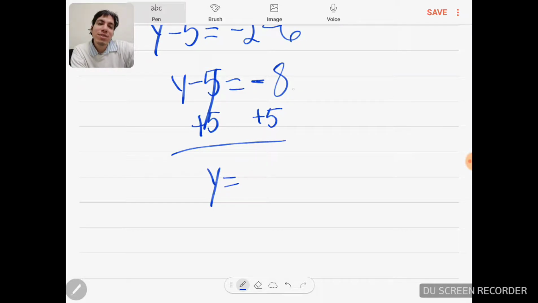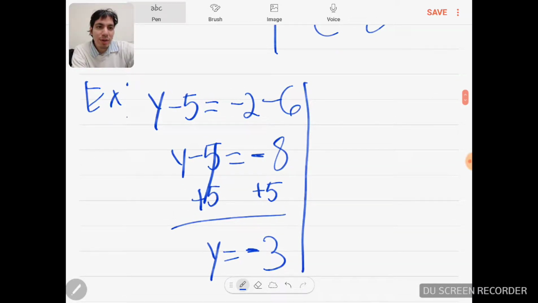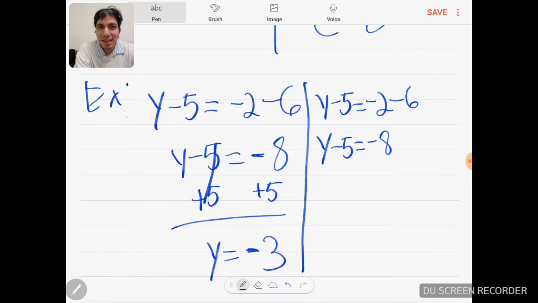Now here you have to subtract. Remember the rule: when the signs are different, you keep the sign of the bigger number and then you subtract. 8 minus 5 is 3. Now some people might say that's a little bit confusing, so let's try another way. y minus 5 equals negative 2 minus 6. Let's skip that first step, and we know we're going to get negative 8 on the right side.